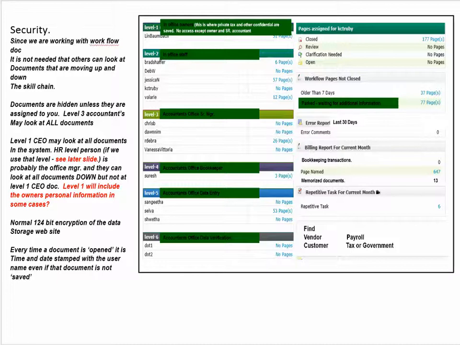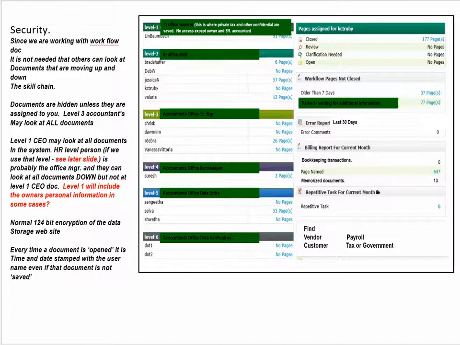But anyway, we do want to keep our staff people at level 4 or 5 from seeing payroll, or level 3 from getting into tax returns, that sort of thing, or level 2 even. So the level 1 CEO is going to be able to look at all the documents in the system. The HR level person, if we use that level, is only going to be in payroll, only payroll documents will be in the HR level, and it's something we're going to have to talk about. So they're the only people that can see at that level. No one else can get into those kind of documents.